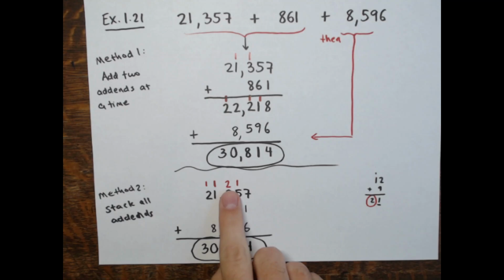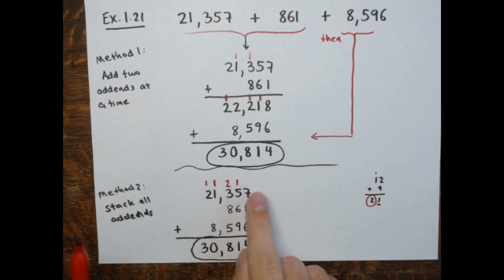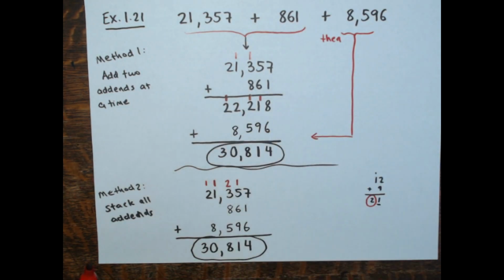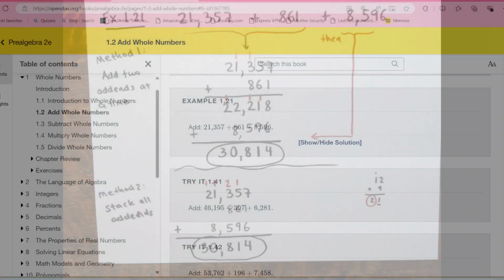Just, again, you got to be careful when you're stacking more than 2 addends, summing more than 2 addends like this, because you may carry something higher than 1, right? But when you're stacking just 2 at a time, you'll never carry higher than 1. All right, so maybe you prefer that. But either way, you get the same result.